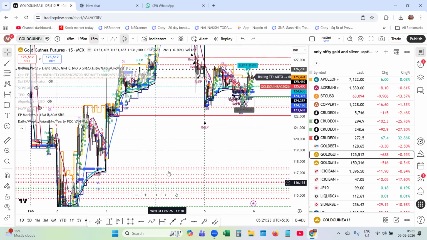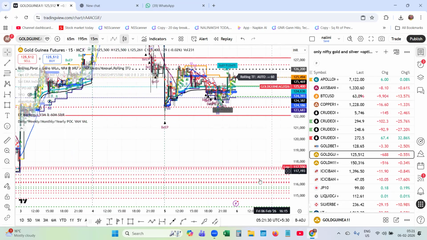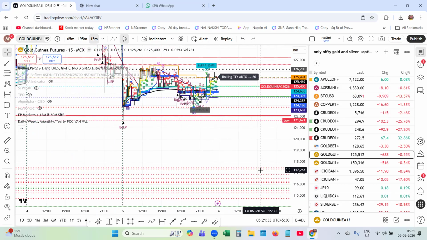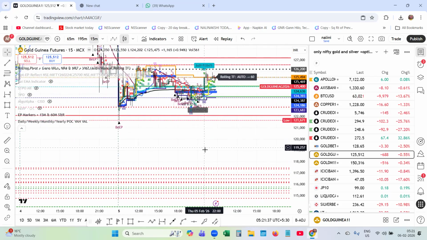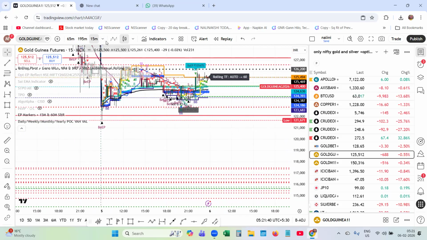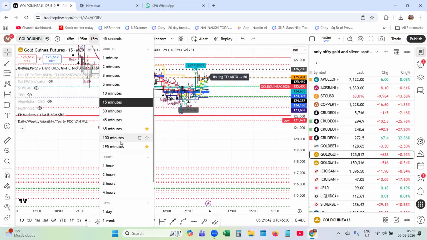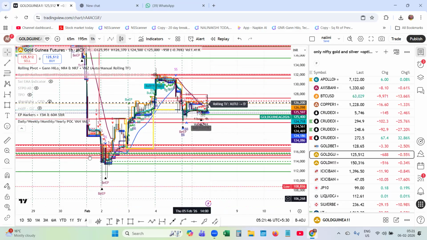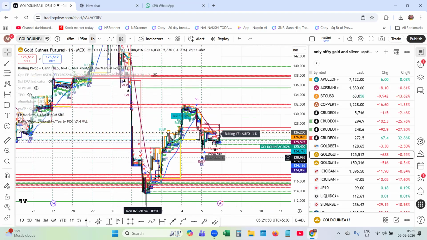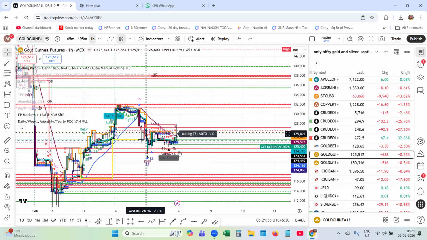There is a level over here with the EP markers, the congestion area. The market can come down to 117267. It can come down to that. So let me change the time frame to hourly. Let us change the time frame and we will see a cluster of EPs over here. From there, price has moved. Price had fallen and it has moved here and it is consolidated.